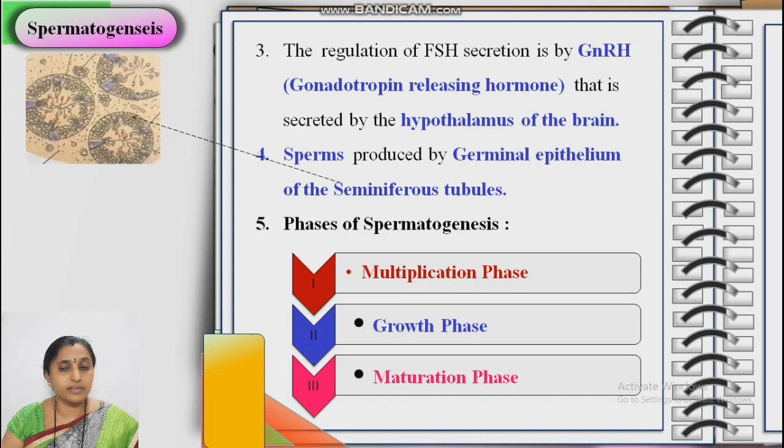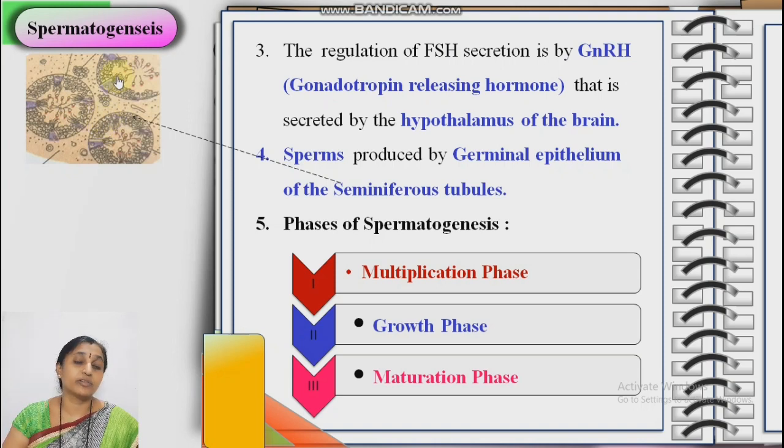See here, the secretion of FSH is regulated by gonadotropin releasing hormone, GnRH, the long form of which is gonadotropin releasing hormone, that is secreted by the hypothalamus of the brain. Sperms are produced by germinal epithelium cells of the seminiferous tubule. Here is the diagram of the testes. We already studied the testes.